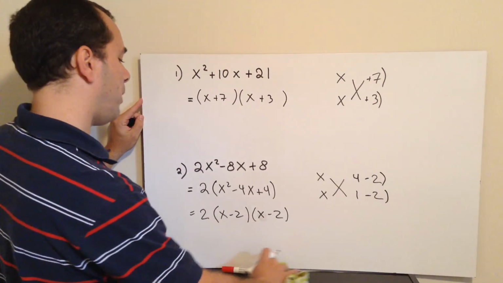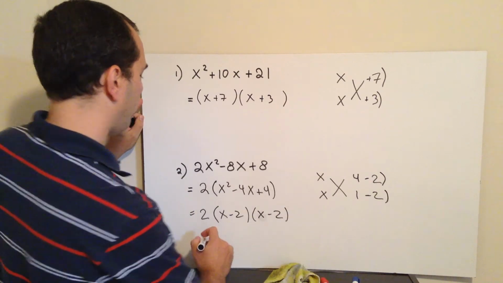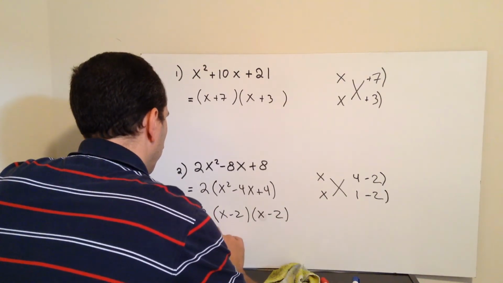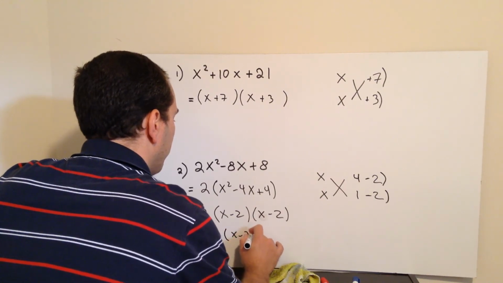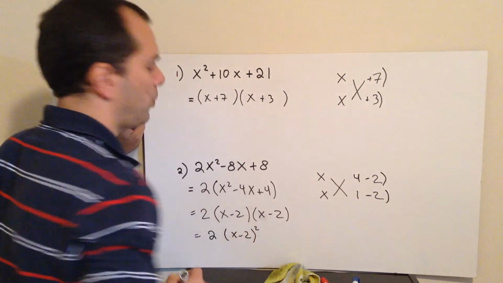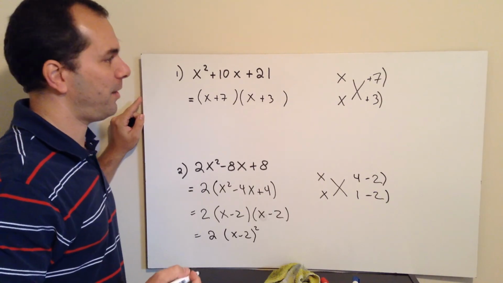But I had to go one more step because these guys look exactly the same. So to do it properly, I need to rewrite one more last step. That's going to be 2 times x minus 2, and we say that's squared. And that would be our final answer.